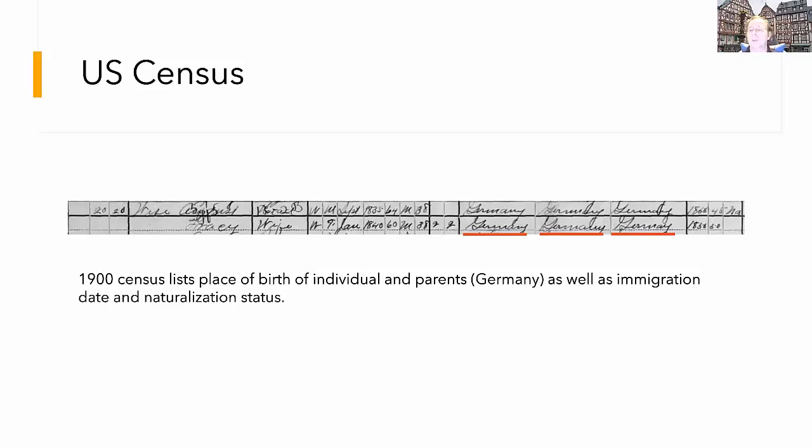But you can also see here, it says she was born in Germany. Her parents were born in Germany. And then it has 1856 as the immigration year, and that she had been in the country... You have to look at that number pretty closely. It says 50, so it's not quite the right number, but it's approximately the right number.